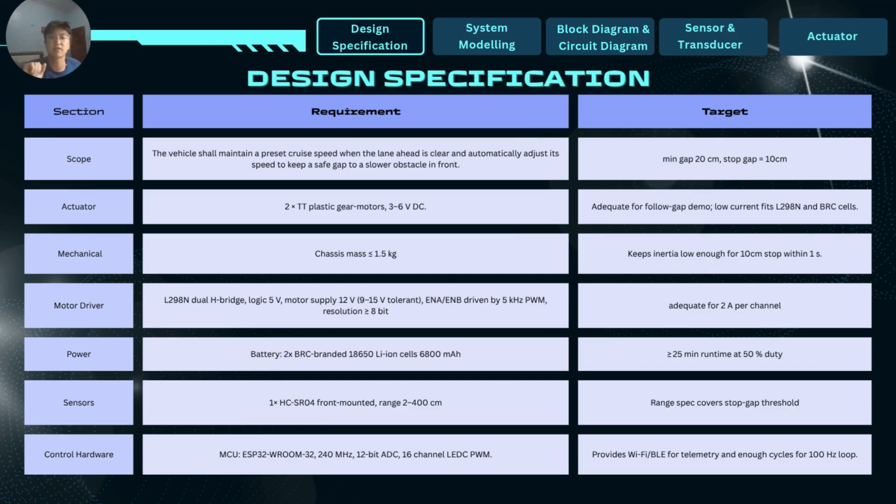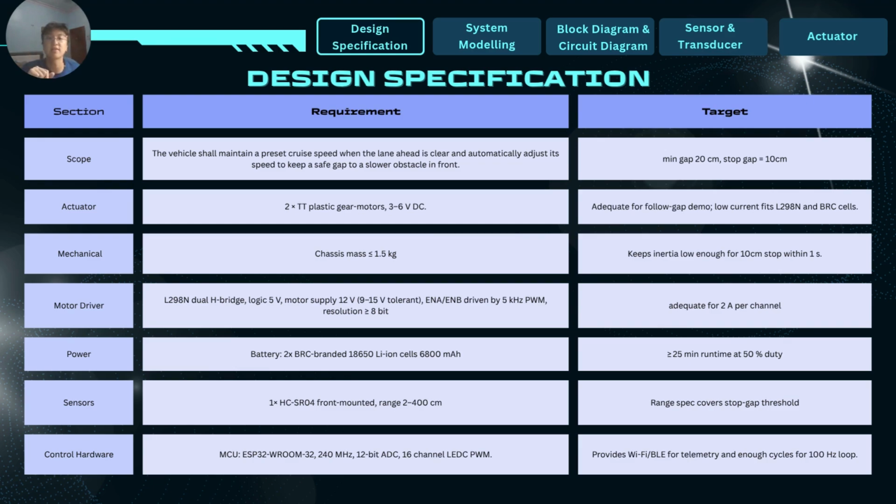The next one is our actuator. We chose two TT DC motors as our actuator because they are adequate for the follow-gap demo and also their low current fits the L298N and the cells. And then for the mechanical part, our car was designed to be less than or equal to 1.5 kg. This is because it can keep inertia low enough for a 10 cm stop within 1 second. For the motor driver, we chose the L298N because it's adequate for 2 amperes per channel. And then for the power supply, we chose two branded 18650 Li-ion cells with 6800 mAh because they can keep more than 25 minutes runtime at 50% duty.